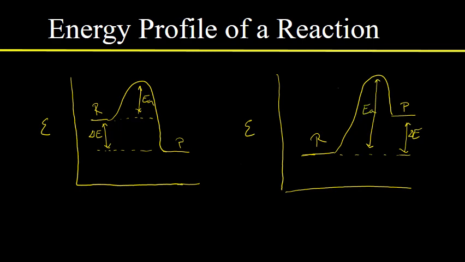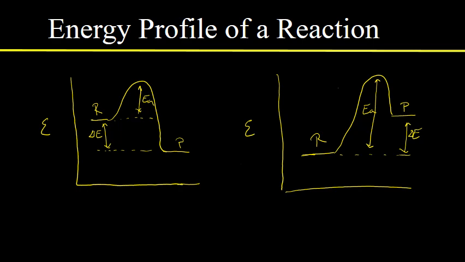All right. So the activation energy for the exothermic reaction is a lot less than the activation energy for the endothermic reaction. And that's one of the reasons that exothermic reactions tend to occur faster than endothermic reactions.